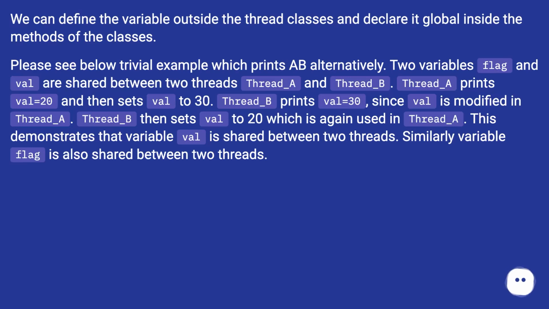Thread_b prints val equals 30 since val is modified in thread_a. Thread_b then sets val to 20, which is again used in thread_a. This demonstrates that variable val is shared between two threads. Similarly, variable flag is also shared between two threads.